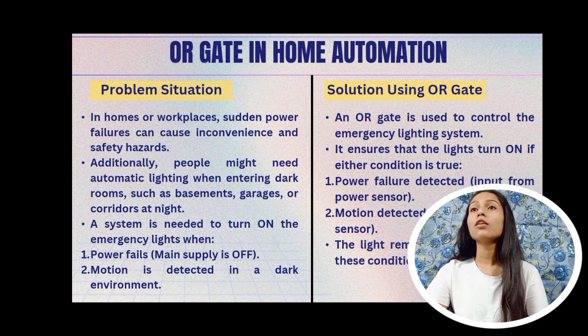An OR gate is used to control the emergency lighting system. It ensures that the light turns on if either condition is true: one, a power failure is detected, and two, motion is detected. The light remains off if neither of the conditions occurs.